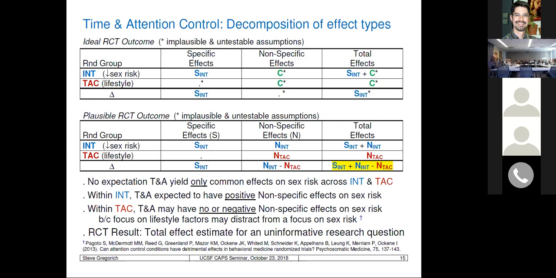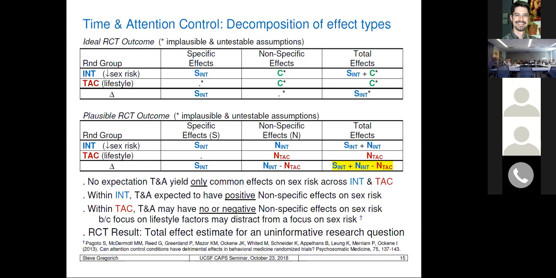The yellow highlight shows the nature of the effect estimate that you would get when you compare groups on the outcome at the end of the day. If there is a negative effect of specific effects in the time and attention control, then you're going to overestimate your treatment effect. But more importantly, in my opinion, you're comparing an experimental intervention versus a lifestyle intervention. I mean, sex risk versus diet and exercise. Who cares about that distinction? Someone might, but most people who might be making a policy decision about whether to implement your sex risk reduction intervention are not going to be interested in that comparison.